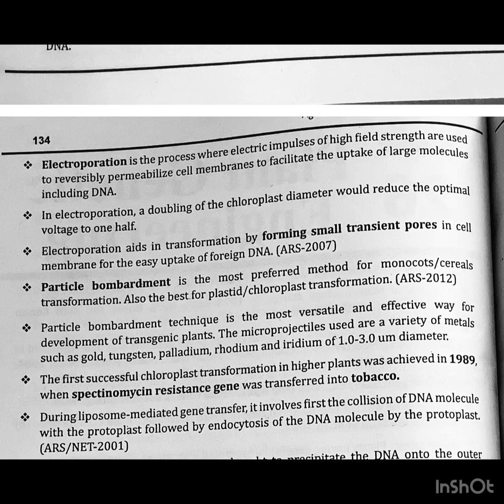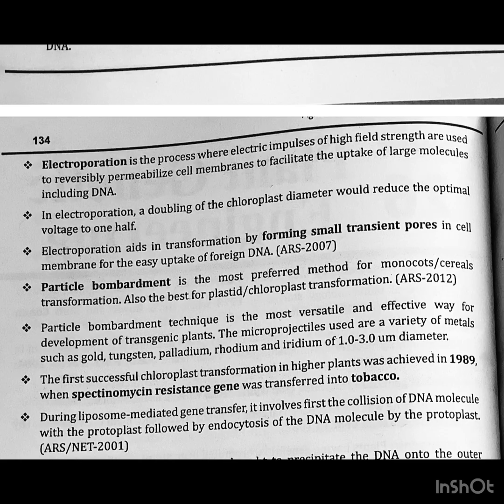In electroporation, a doubling of the chloroplast diameter would reduce the optimal voltage to half. Electroporation aids in transformation by forming small transient pores in the cell membrane for the easy uptake of foreign DNA. Question asked in ARS 2007.